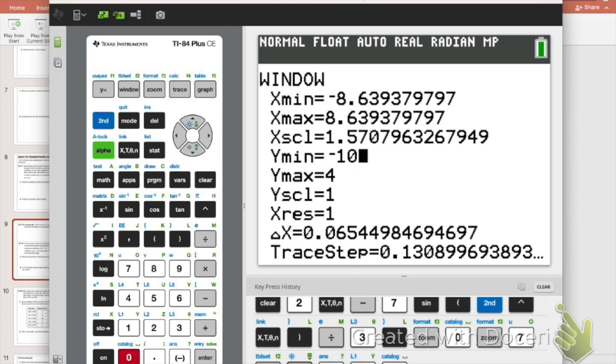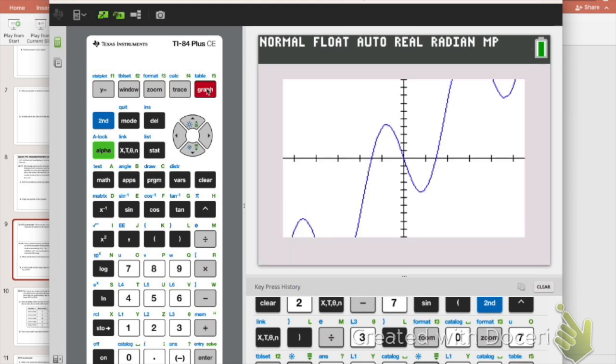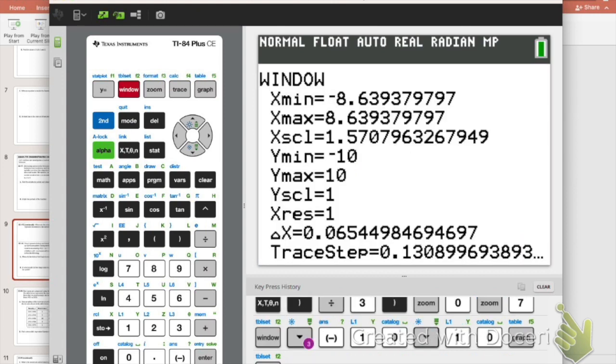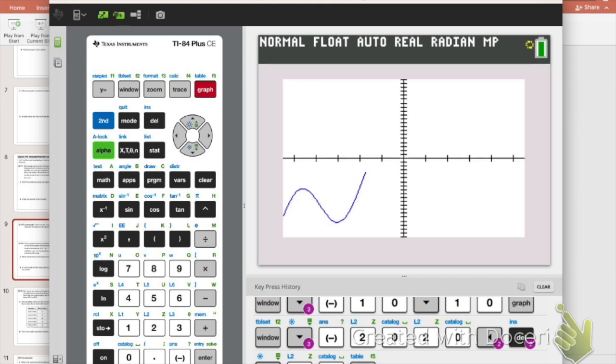Let's do -10 to 10 and see if we can see. Ooh, look at that craziness that's happening. Looks like it's just going to keep moving on with that pattern. Let's try going higher and lower. Let's go -20 to 20. Oh, not 220. Delete that, and then do my graph. All right, that looks a little bit better.